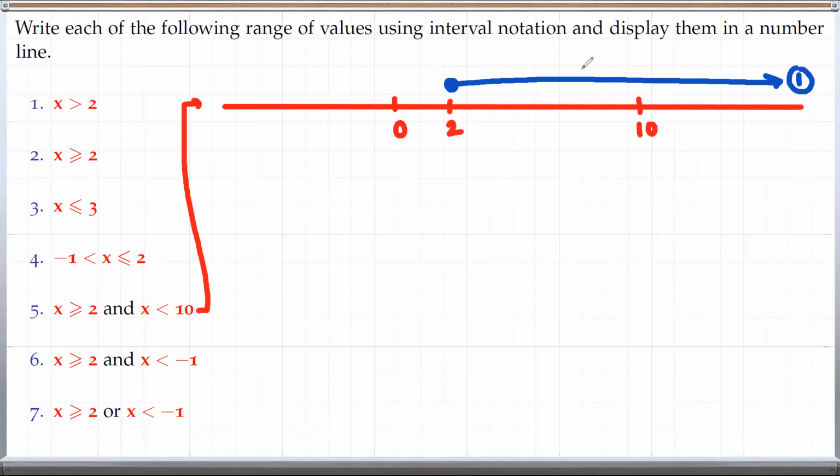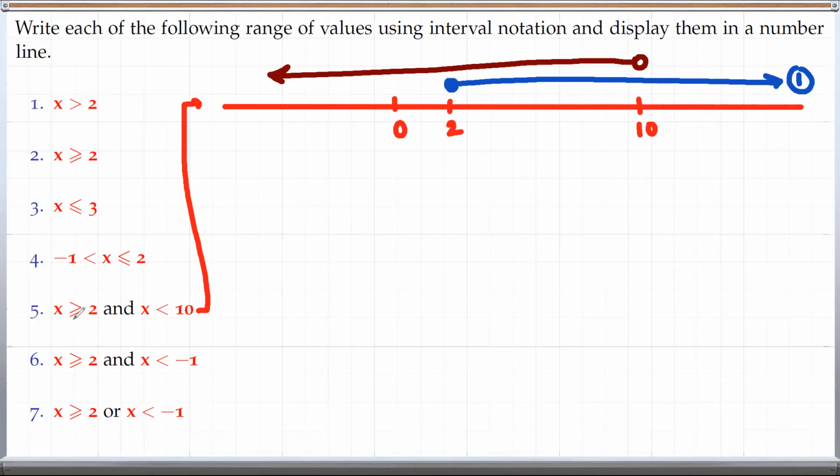The second one includes all the real numbers less than 10, but not including 10. So we have an open hole at 10 and go less than 10. So everything less than 10. So we have these 2 inequalities graphed separately here.